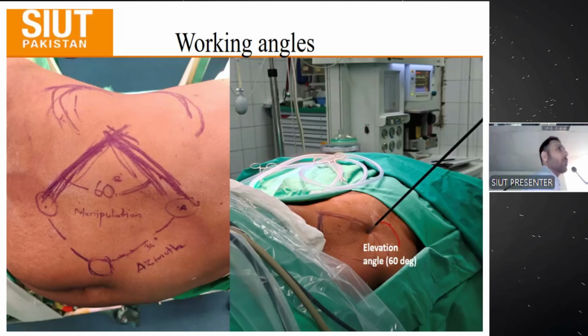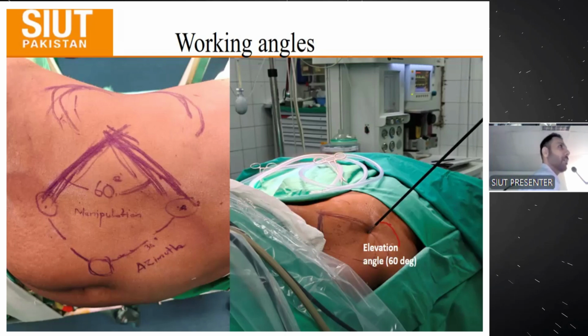It might be too close, it might be too far, but that would be very cumbersome. So this angle is 60 degrees, and this is called the manipulation angle. The other angle that you see is between the camera port and the working instrument. This is a 30-degree angle on both sides, 30 degrees here and 30 degrees over here. This is known as the azimuth angle.